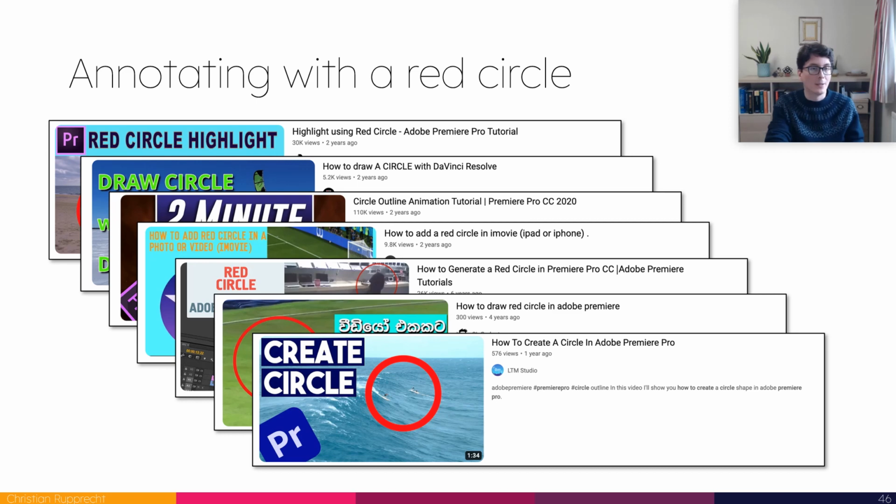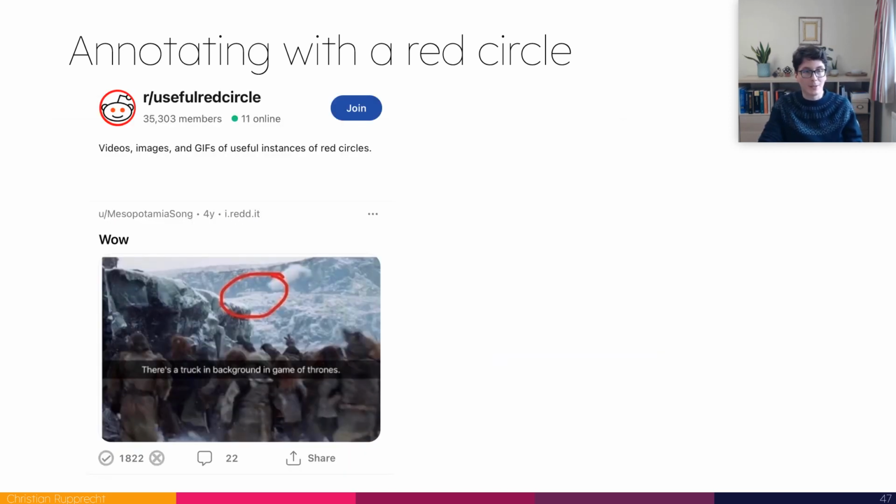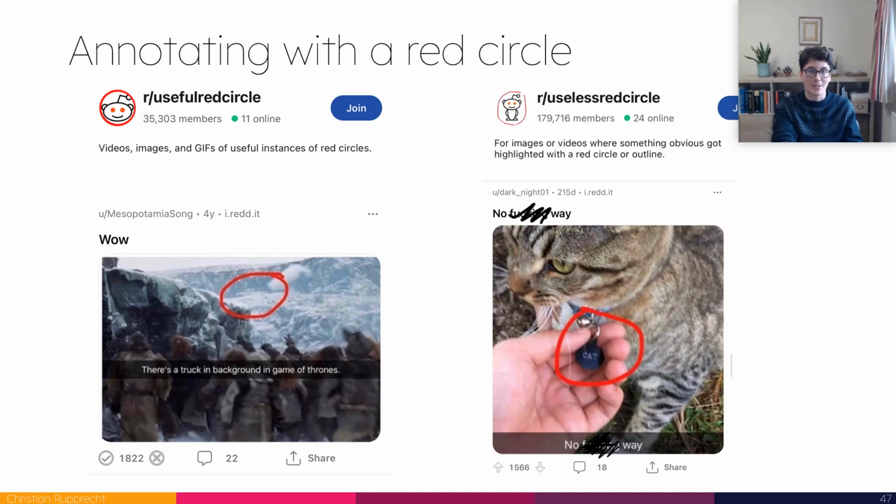And then if you look further, on Reddit, there's a whole community with 35,000 members that talks about images where somebody added a red circle that has been useful. And of course, there's also the opposite community with even more members that complains about images where a red circle has been added, but it was completely useless because it is obvious what is already shown in the image without the circle.